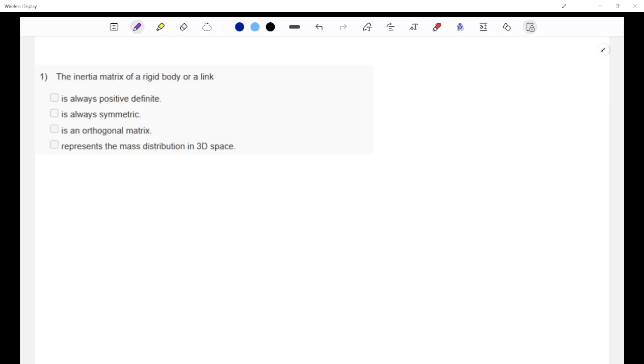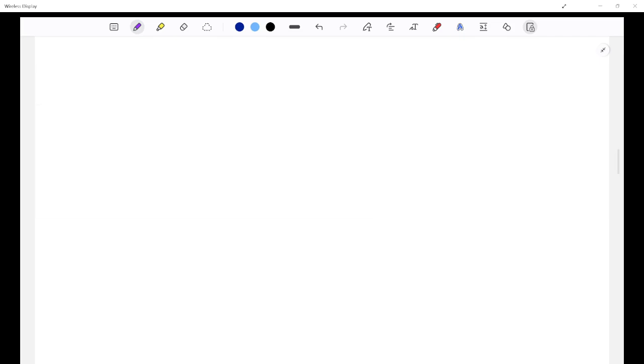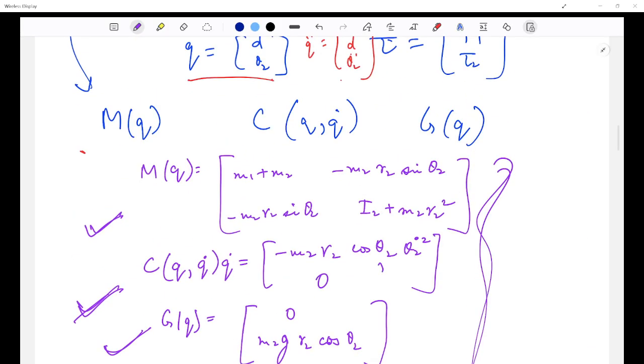All right. The first question is: the inertia matrix of a rigid body or a link is always positive definite, is always symmetric, is an orthogonal matrix, or represents the mass distribution in 3D space. So what is an inertia matrix? We already saw the whole definition, right? Where did we see it?